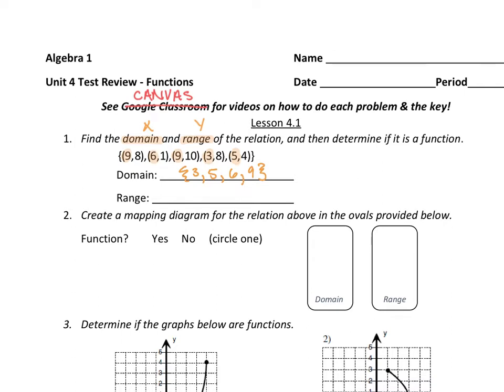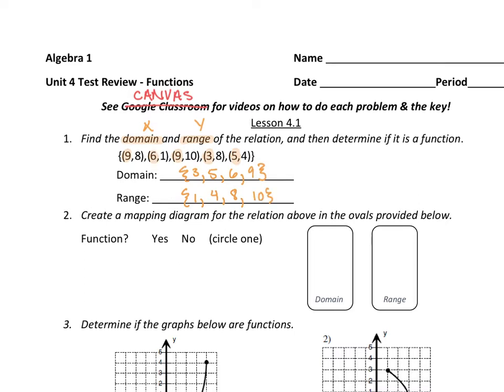For our range, those are the second values, same thing. We're going to start with a 1, then a 4. We've got two 8s there. We only write one 8 and then a 10.